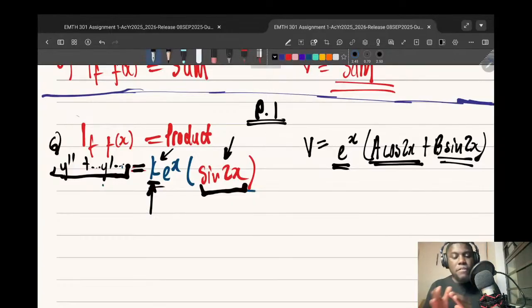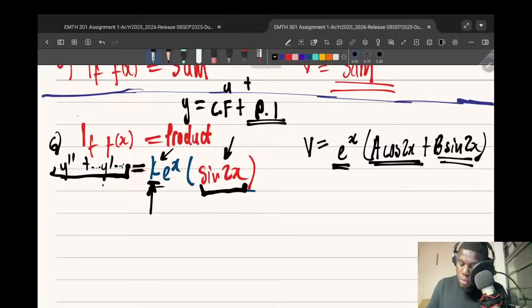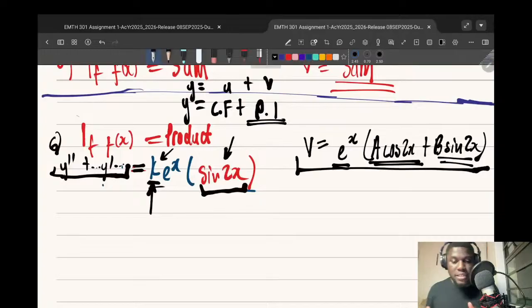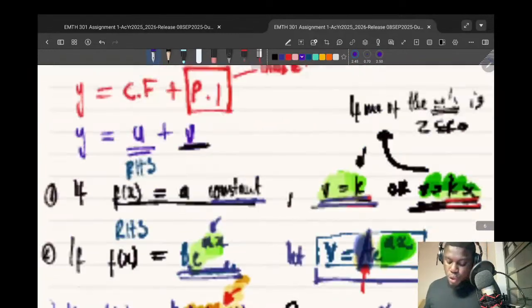After finding the first thing, which is the complementary function, you add them to get y. Y will be the complementary function plus the particular integral, which is u plus v. So let's find the u and let's find the v. We know how to find the v. It's by knowing these conditions. And if we know these conditions, we are good. Let's do this one. Let's find our v. Let's go and do the question.